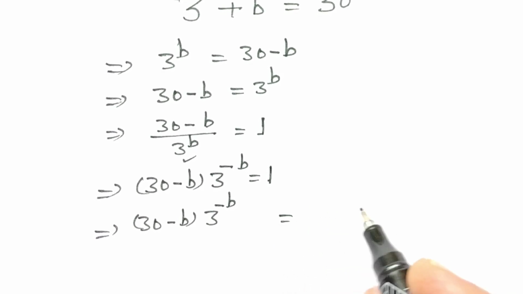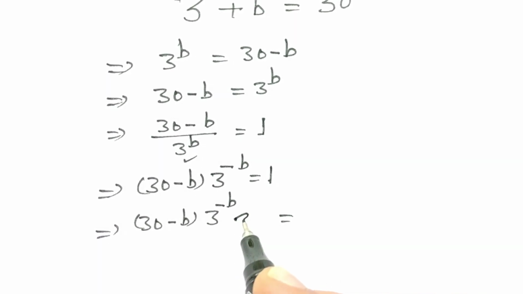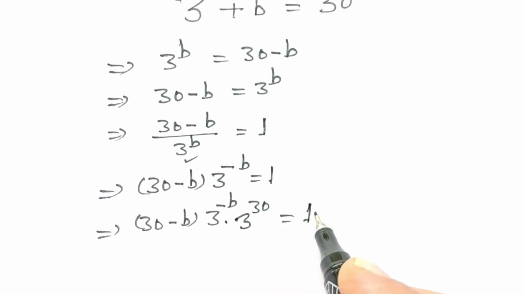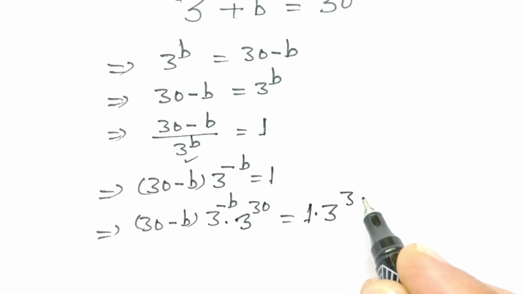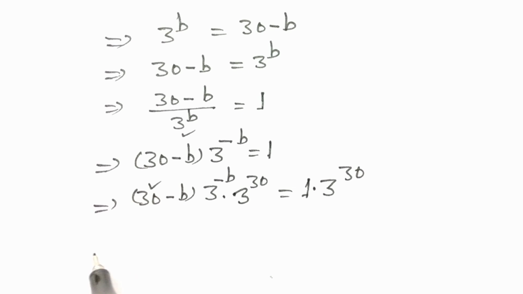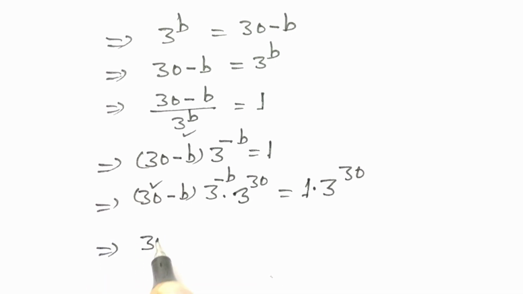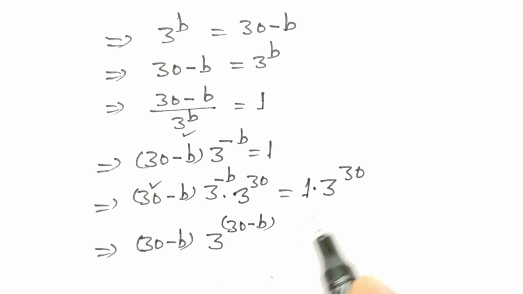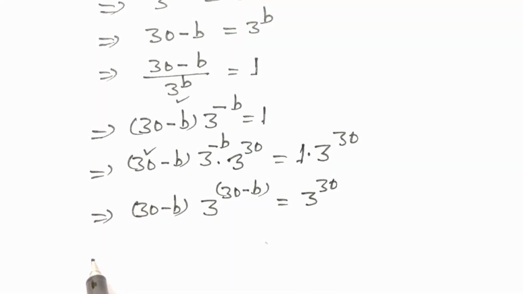If we multiply both the sides by 3 to the power 30, 3 to the power 30 because here 30, right? So in next step, (30 minus b) 3 to the power (30 minus b), right, is equal to 3 to the power 30. Fine.